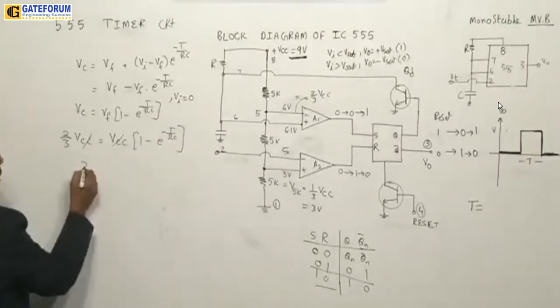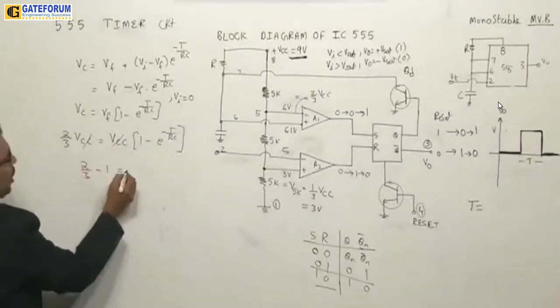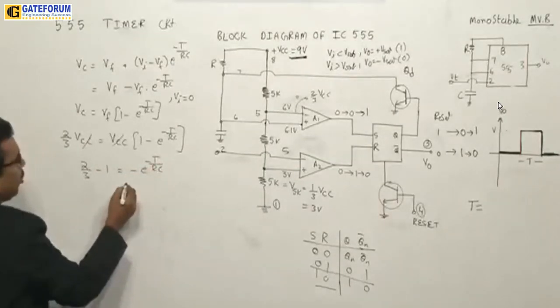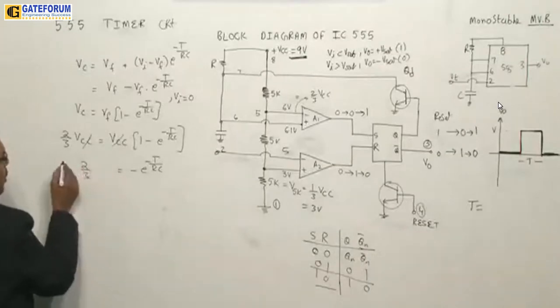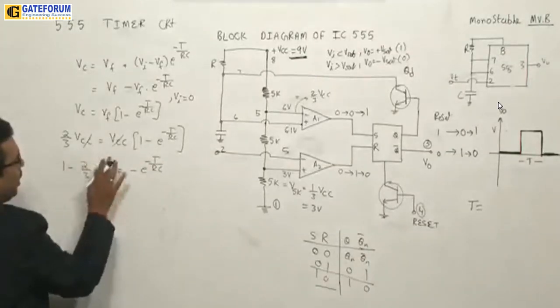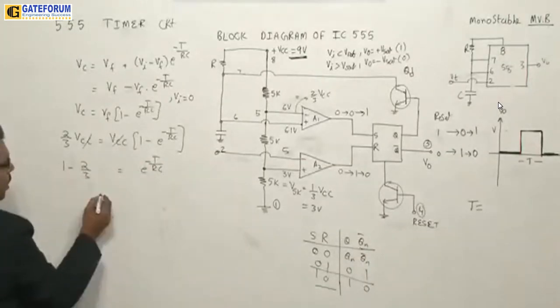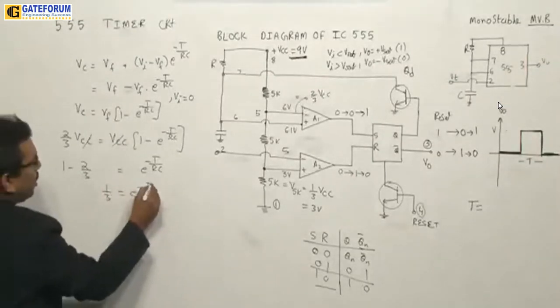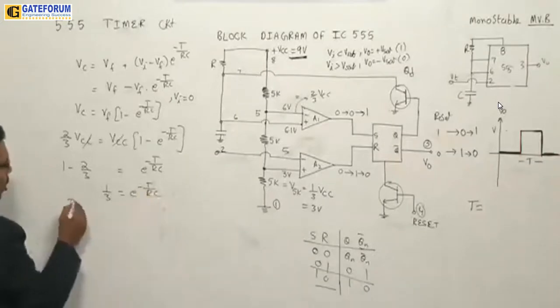Okay, you are going to get, cancel these two values and send this one this side, 2 pi minus 1 is equal to minus e power minus t by RC. Okay, this is what I am going to get, or better write this one like this. Send this one this side, and send this part this side. Then you are going to get here 3 minus 2, 1 by 3 is equal to e power minus t by RC.